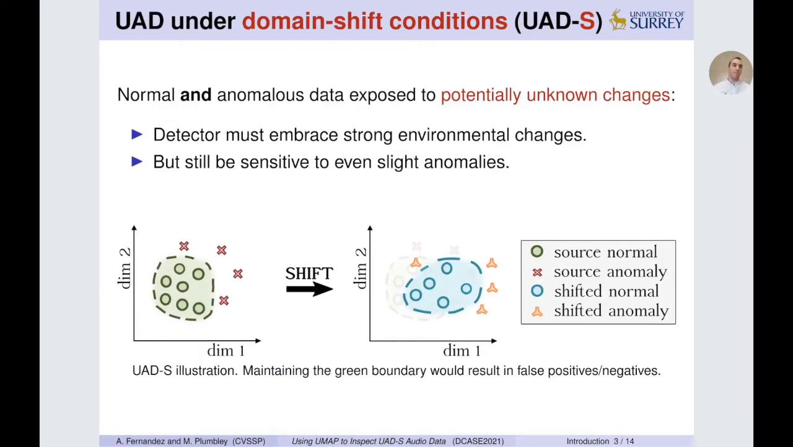UAD under domain shift conditions has the added difficulty that normal and anomalous data can be exposed to potentially unknown changes. For instance, on the left-hand side, we see a boundary that might be valid for a specific domain, but if we apply that same boundary on a shifted domain, that might lead to false positives and false negatives, reducing the quality of the detection.